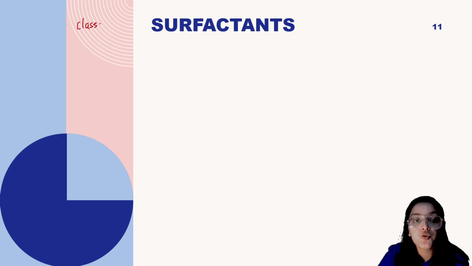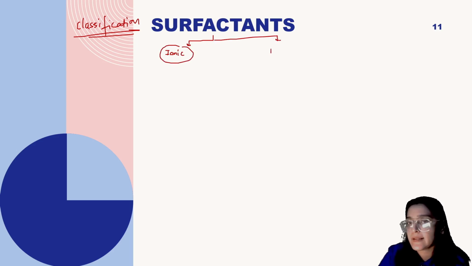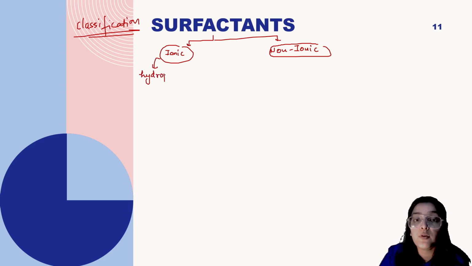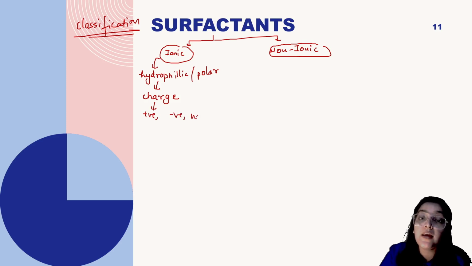Okay students, so you should know we are discussing the important topic, that is the classification of surfactants. I have mentioned it as the ionic surfactant or the non-ionic surfactant. This is the basic classification. Ionic surfactant, as the name indicates, the hydrophilic or the polar part contains some amount of charge. This charge can be the positive charge, the negative charge, or the zwitterionic form.